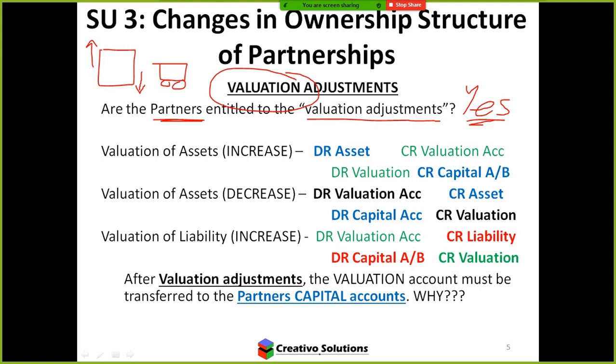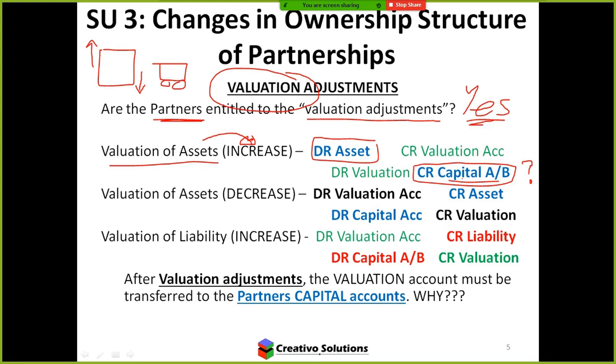So have a look at the workings here. Valuation of assets. How do you increase the value of an asset? That you should know. Debited. Exactly. So when you debit the asset, what would you credit? Well, forget about this whole valuation. Just think about this for a minute. If you increase the value of an asset, you'll debit it. Do you agree? Yes. So you have to credit something. What are you going to credit? You're going to credit the capital account.